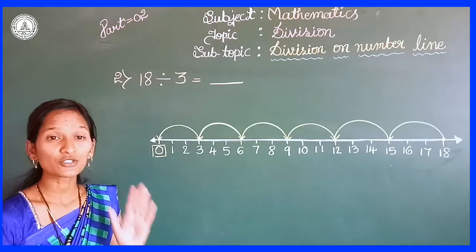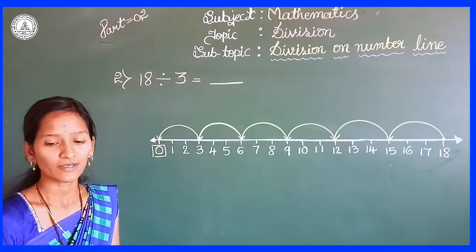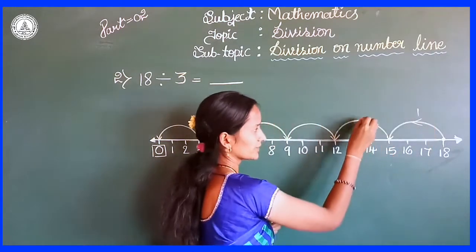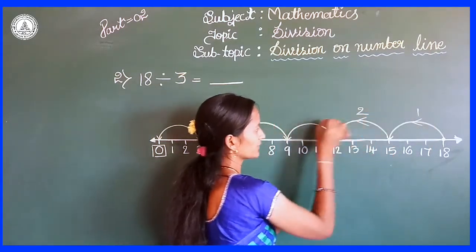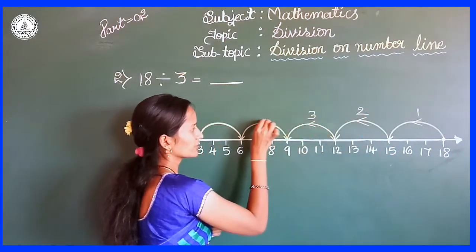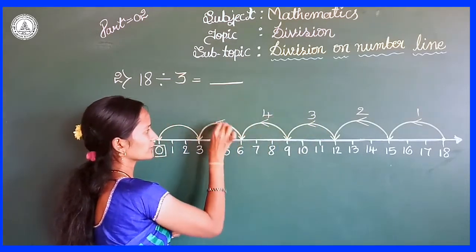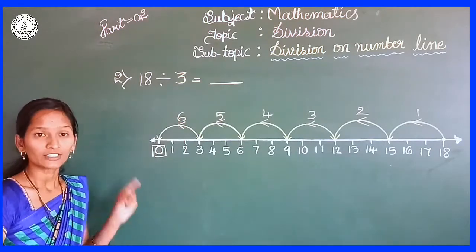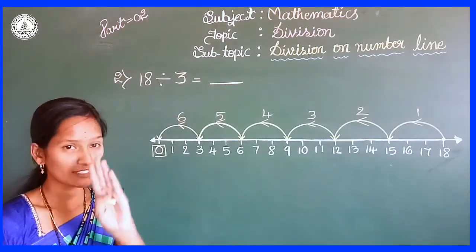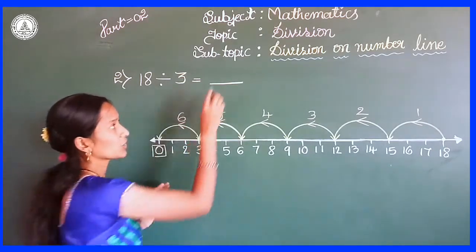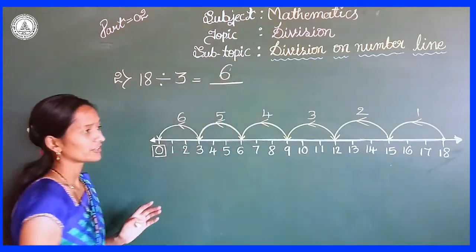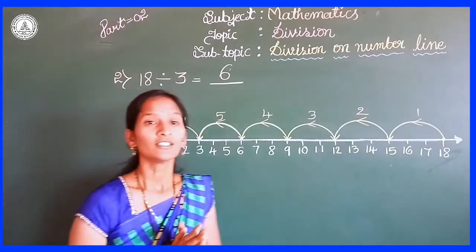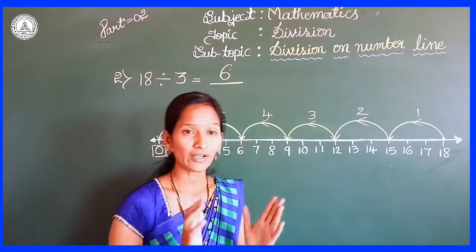So next step is you have to count the number of jumps. See here, this is the first jump. The next, second one. This is the third jump. This fourth jump. This is the fifth jump. And this one is the sixth jump. The total number of jumps are 6 here. So that is the quotient. Write down here the answer. Right? So students, this is about division on a number line.